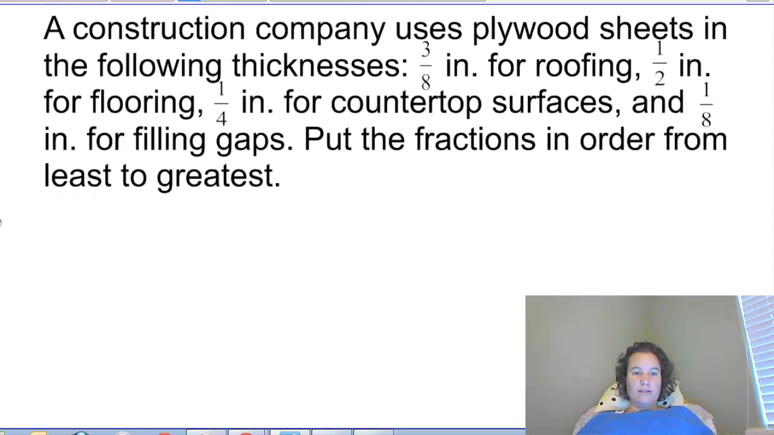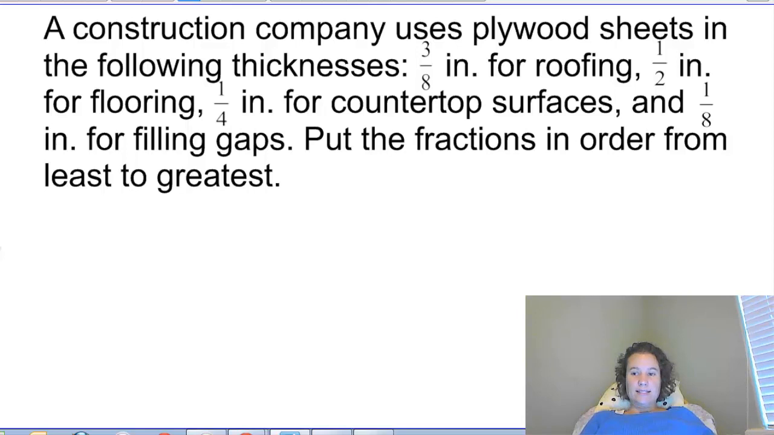So here's another example. A construction company uses plywood sheets in the following thicknesses: 3/8 inch for roofing, 1/2 inch for flooring, 1/4 inch for countertop surfaces, and 1/8 inch for filling gaps. Put the fractions in order from least to greatest. So I'm going to change all of these fractions so that they have a common denominator, and I'd like to use the least common denominator.